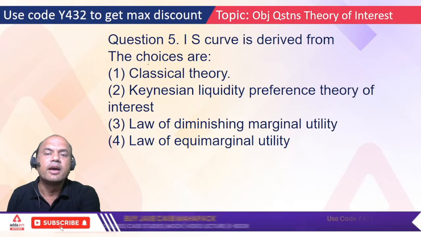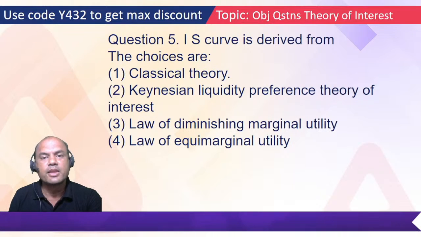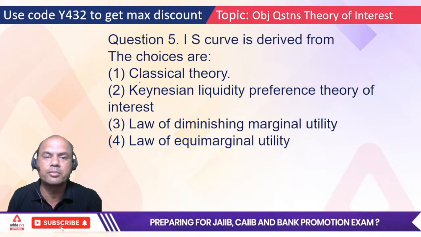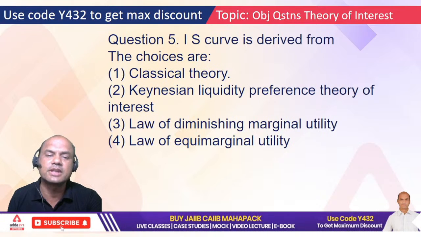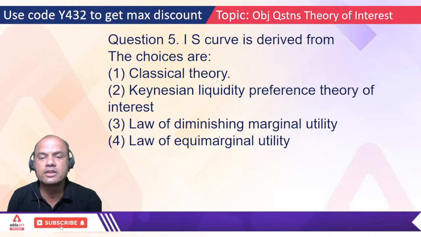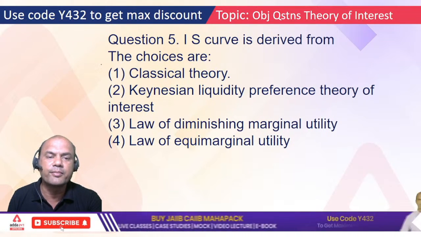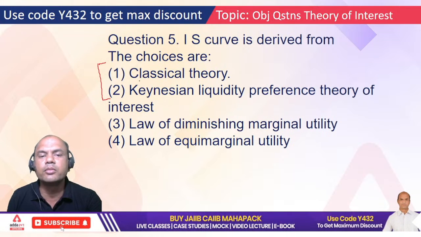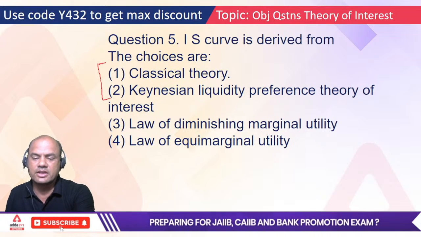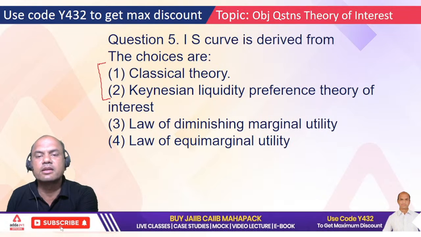Okay, IS curve. IS is derived from... Now there are 2 theories over here. IS curve is derived from what? I'll tell you one important part over here. Classical, Keynesian, diminishing marginal utility and equi-marginal utility. I'll give you a hint: 3 and 4 are out, only 1 and 2. So IS curve is derived from classical or Keynesian? Fast, fast. Correct, classical.